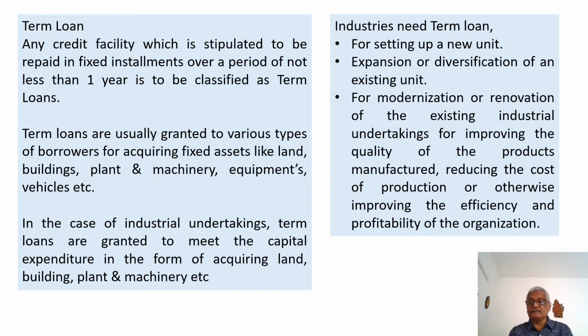For modernization or renovation of the existing industrial undertaking, either for improving the quality of the products manufactured or reducing the cost of production or otherwise improving the efficiency and profitability of the organization. When it comes to modernization or renovation, suppose there is a project which has already run 20 years, the plant might have become outdated, they may have to modernize the plant. There may be a need to change the machinery with new technology machineries to improvise the production capacity and to increase the profitability. For these purposes, an industrial undertaking may require a term loan.